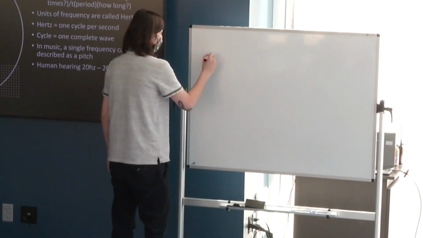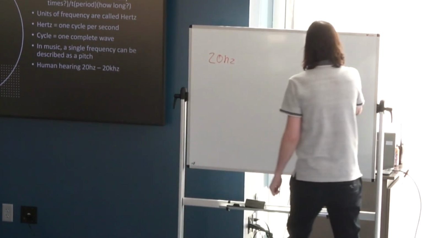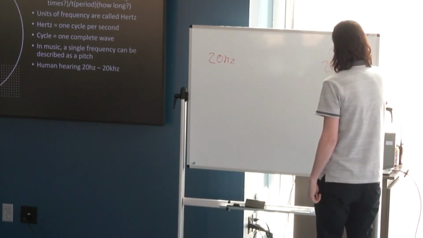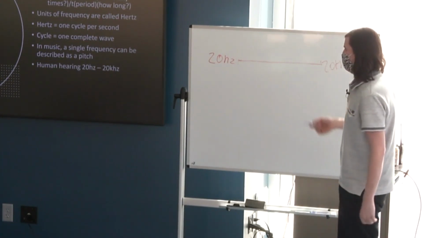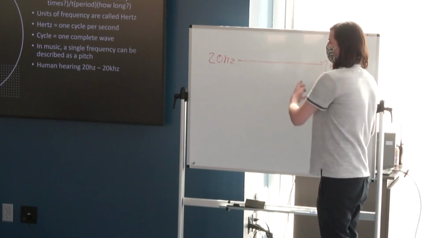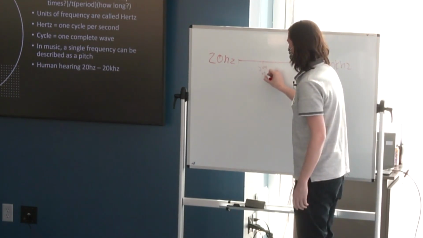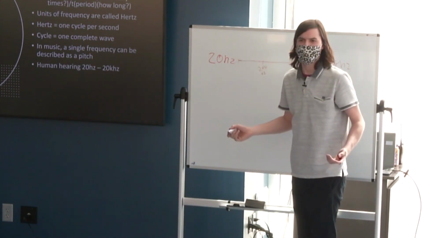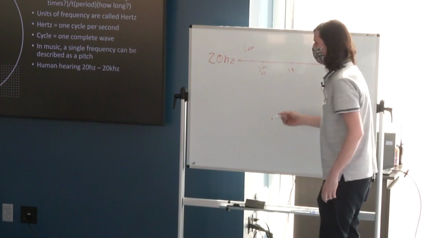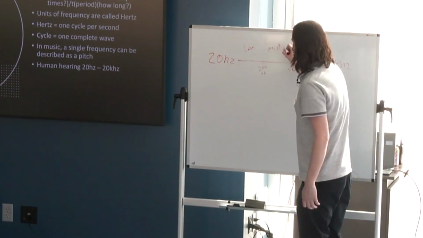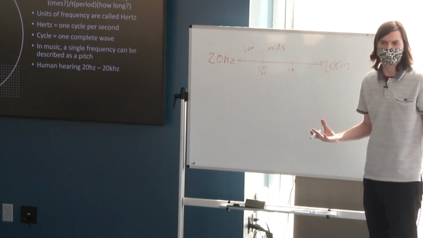Here's the human hearing range, 20 hertz to 20,000 hertz. A lot of us audio engineers divide this up into specific ranges so we can talk about it easier. So maybe from 20 hertz to 200 hertz, we call this low end or bass. Maybe from 200 hertz to 5,000 hertz, we'd call mid-range, mids. And then from 5,000 hertz up to 20,000 hertz, we'd call high end or treble.